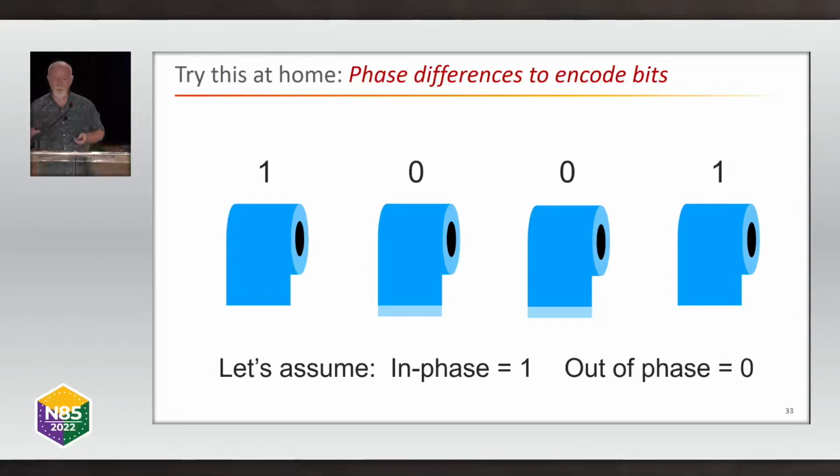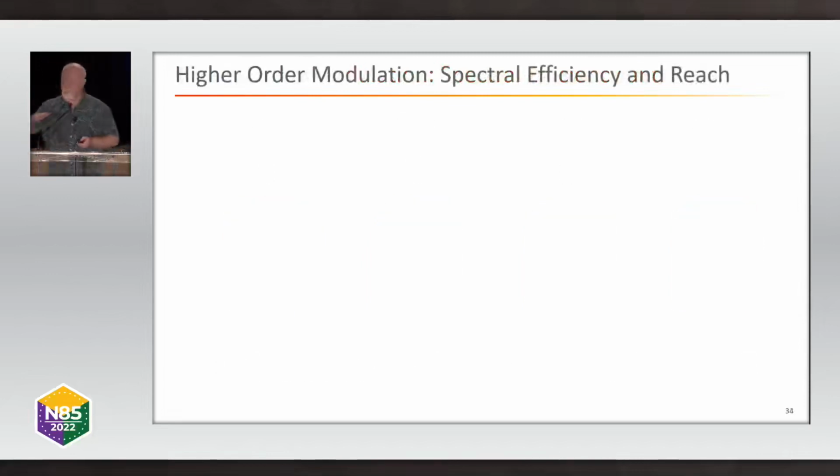So what we tend to use are modulation constellations. So here's an example of some modulation constellations. This is a really simple one. Instead of 2 phase states, we now have 4 phase states.